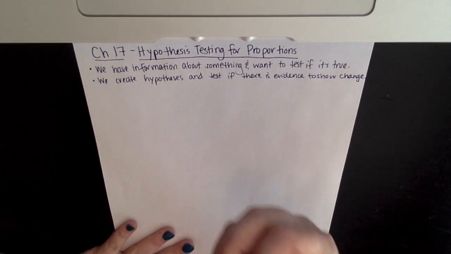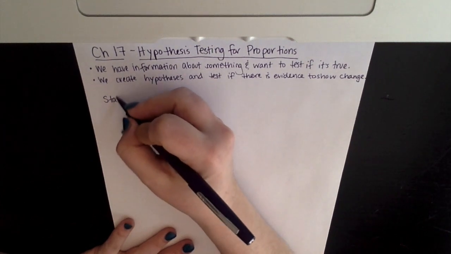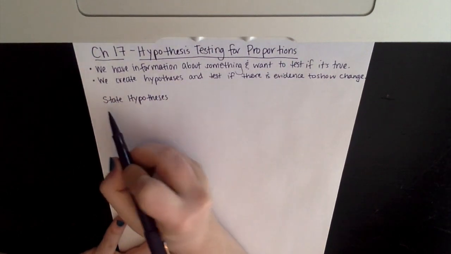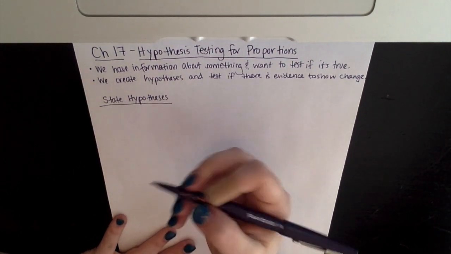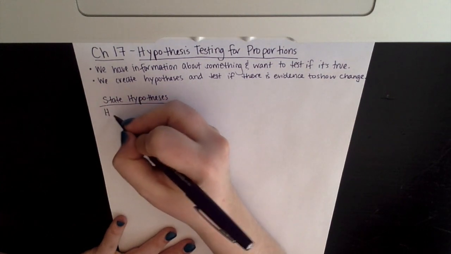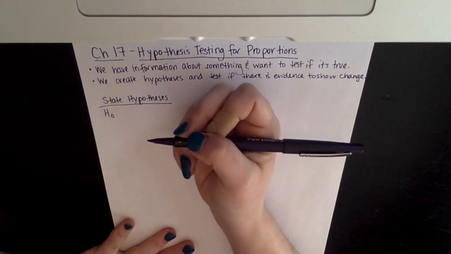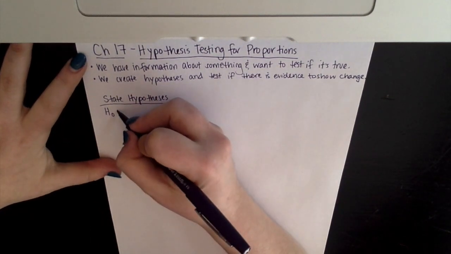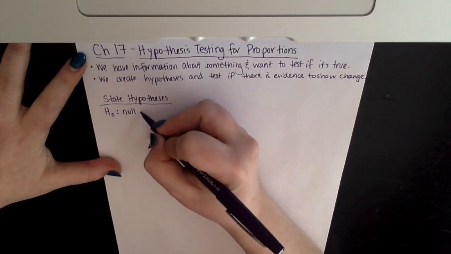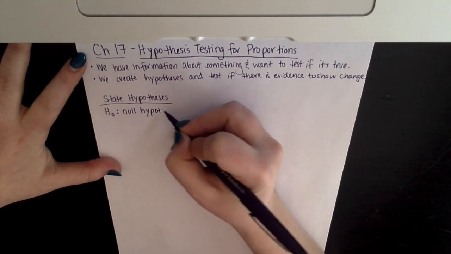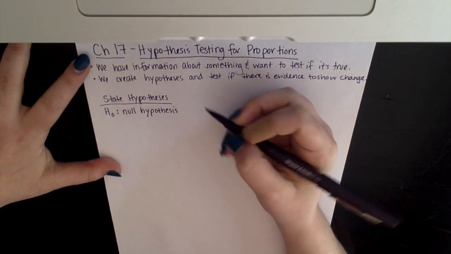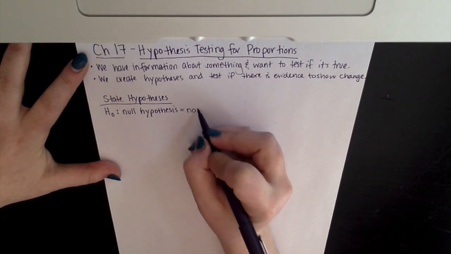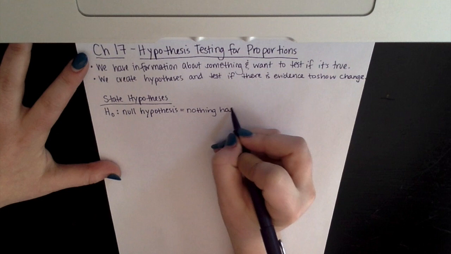The first step is that we have to state the hypotheses, and there are two. The first looks like this, H sub 0. I call that H naught, like a nautical zero, and it refers to what we call the null hypothesis. Null means nothing, so this stands for nothing has changed.